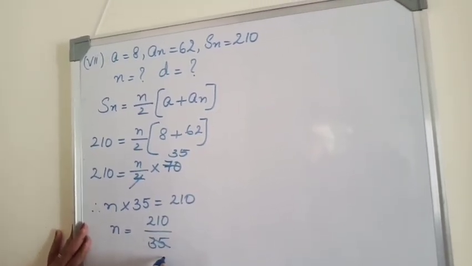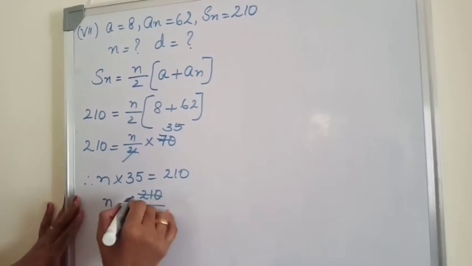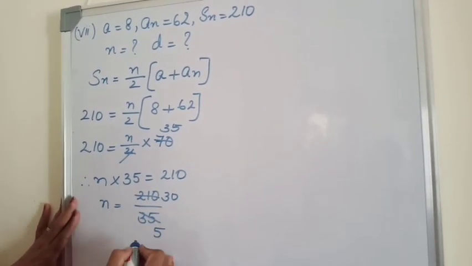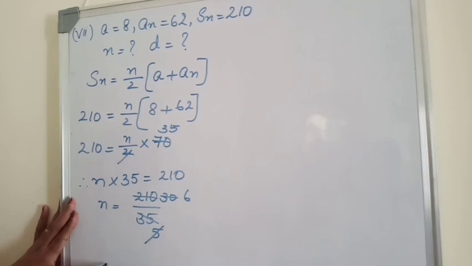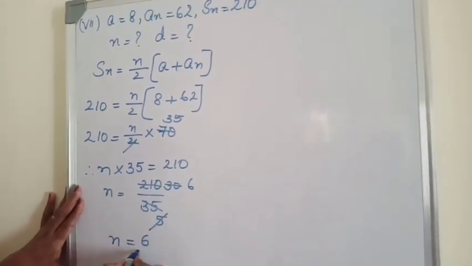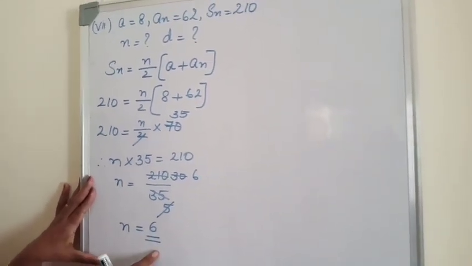7 table will cancel. 7 5s are 35. 7 3s are 21, 0. 5 6s are 30. Therefore, n equals 6. So we got the value of n.